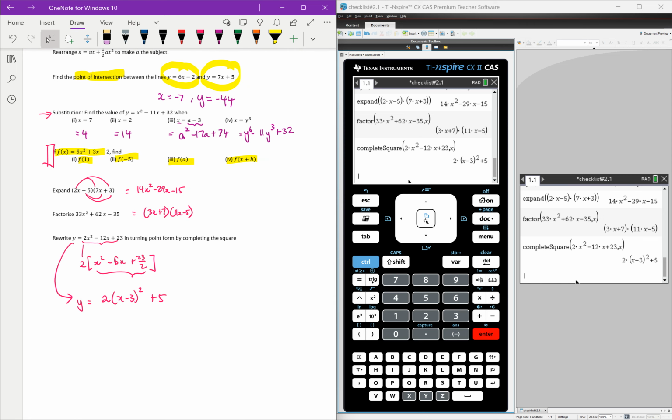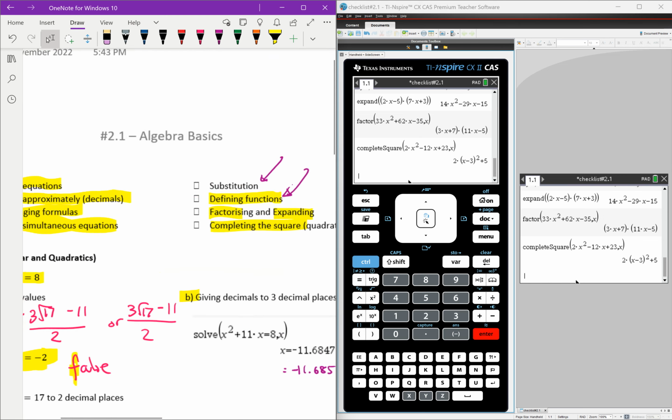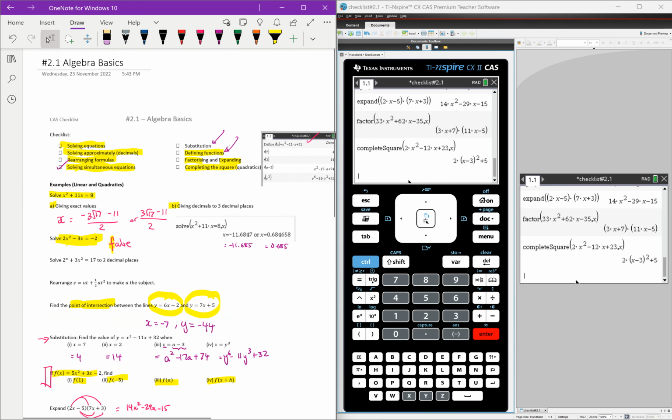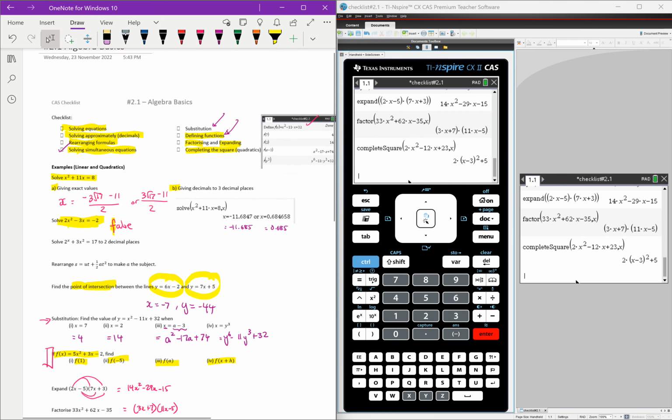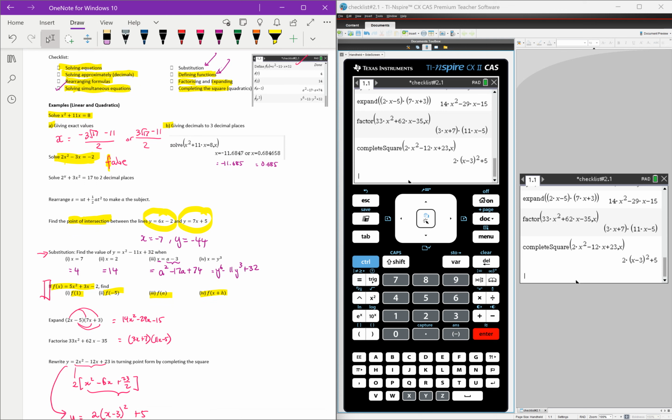All right, so that is all the skills for algebra basics. This is what you'll likely be using a lot in Methods. So it'll be good practice for you to get used to define, expand, factor, and complete the square.